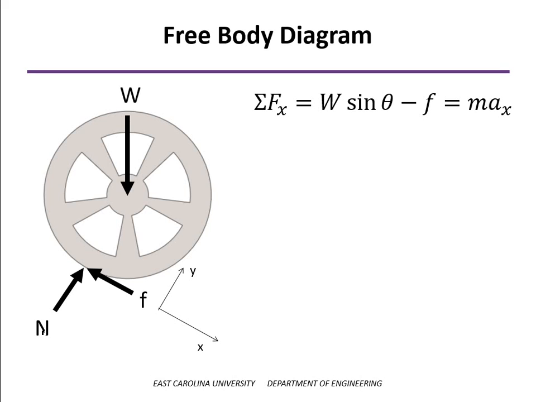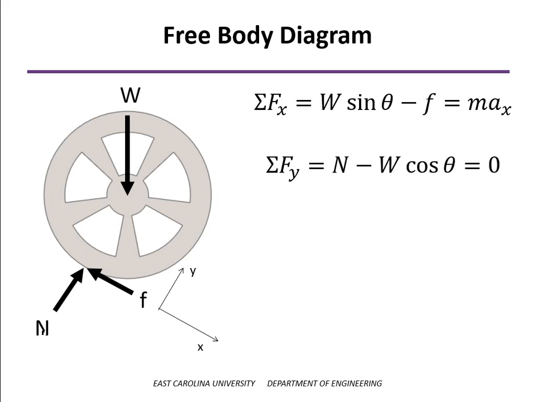In the x direction, we have a component of weight and the friction force, and again setting the sum of those equal to the mass times the acceleration of the center of gravity in the x direction. No acceleration in the y direction, so we can have the normal force and a component of weight as well.